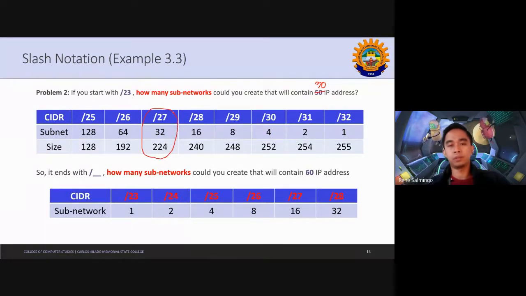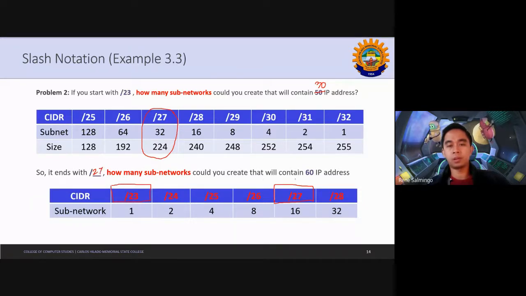So you have this. And given that it would contain 30 IP addresses, you will stop your count at /27. So this is where you stop, and this is where you start. So it ends with what? /27.